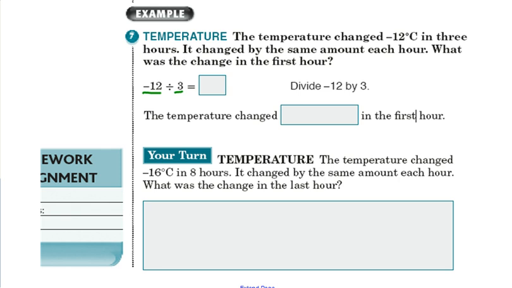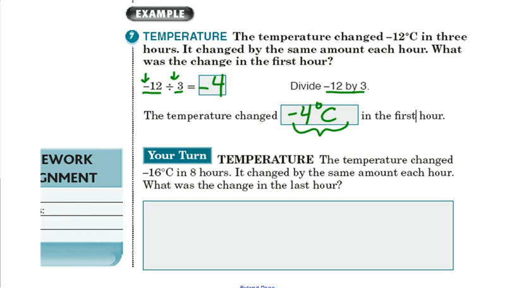Well, 12 divided by 3 is 4. Since the signs are different, this is negative, this is positive, we know it's a negative 4. You just divide negative 12 by 3. The temperature changed negative 4 degrees Celsius in the first hour. Make sure you have the degrees Celsius part. This should be exactly what we see in your notes.